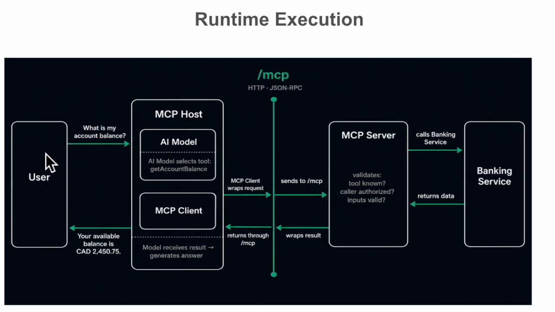Now, a user arrives and he says, what is my account balance? The model reads the question, looks at its tool menu, and identifies the right tool. Let's say, get account balance. Now, it has made a decision, but it has not done anything yet. The MCP client takes that decision and wraps it into a structured request. That request travels through a single controlled channel, not to the account API directly, not to the database, only to the MCP endpoint. The MCP server receives it.